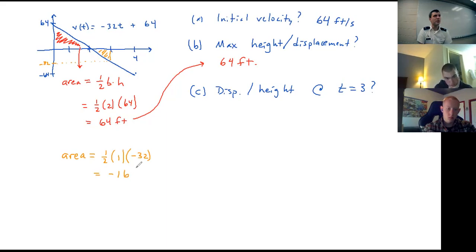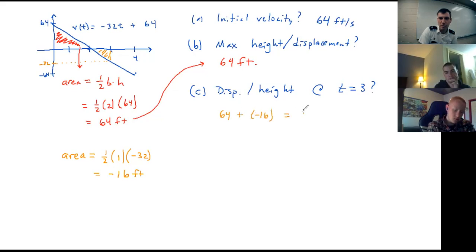We had a term for this on Friday. We said, normally when we're talking about area, we're only talking about positive numbers. But sometimes I want to talk about negative area, and I called it what kind of area? Signed area, right? And so this is a -16, and I'm okay with that. It's a -16 feet. And so then my final answer is going to be a 64 plus a -16, and that gives me my 48. Wow.